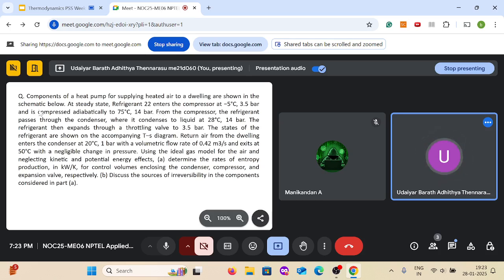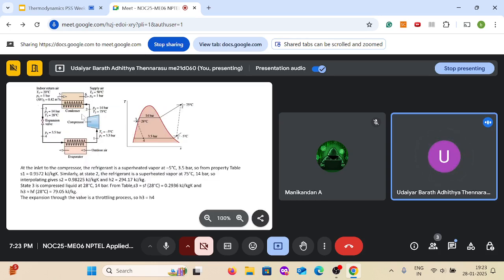So this is my last question. That will finish for today. This is analyzing a heat pump and how entropy is varying for each of the components. We'll see how to solve this. We have components of a heat pump for supplying heated air to a building, shown in the schematic below. This is similar to a refrigerator, but cooling is not your priority, heating is. You are trying to heat a control volume.